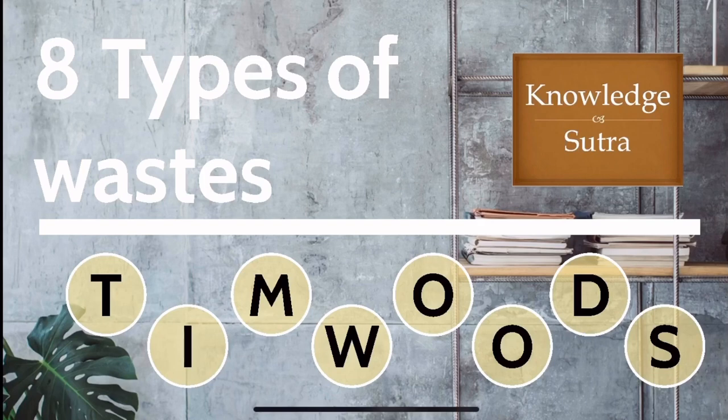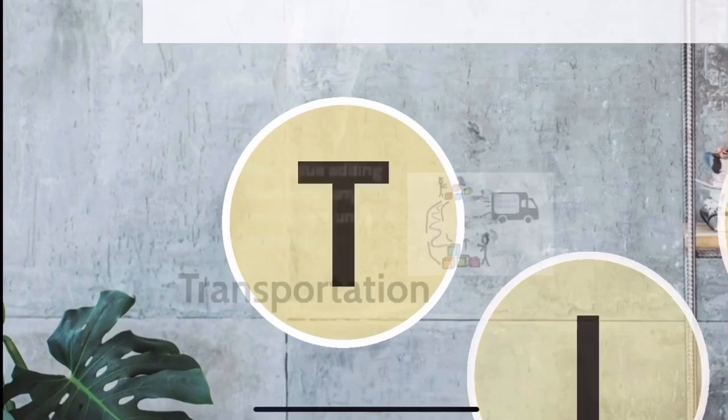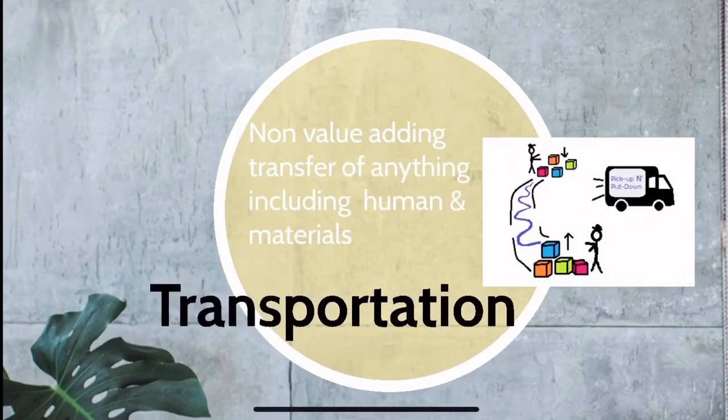The first waste is denoted by T, meaning transportation. Transportation is any non-value adding transfer of anything, including humans and materials. Transportation is unnecessary movement of product and material. For example, sending unsold product from the store back to the warehouse.